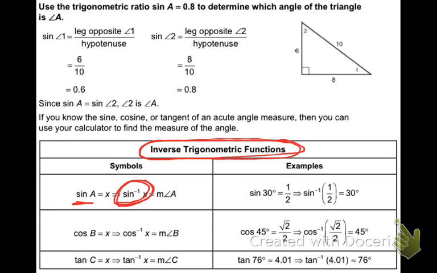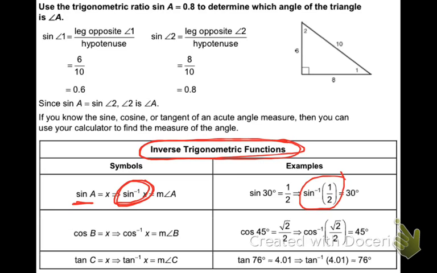You want to find the sine inverse button. When you find the sine inverse button, I'd like you to type in sine inverse of 1/2. And when you type that in, it should come out with 30 degrees.